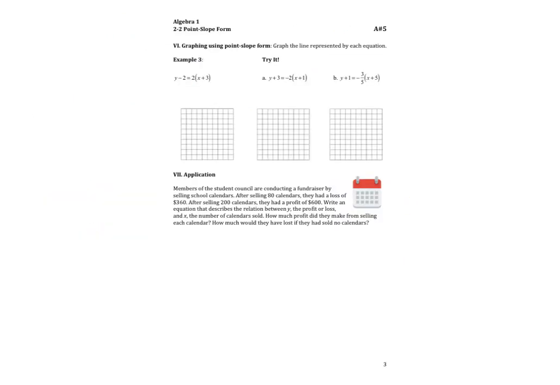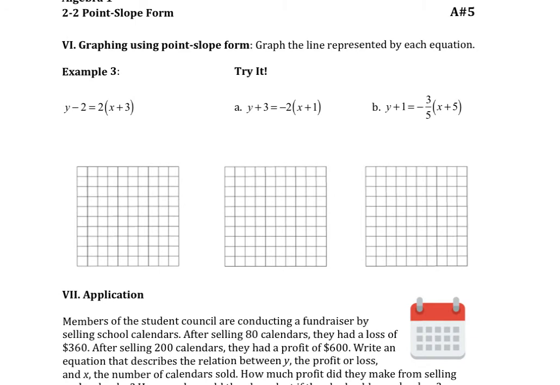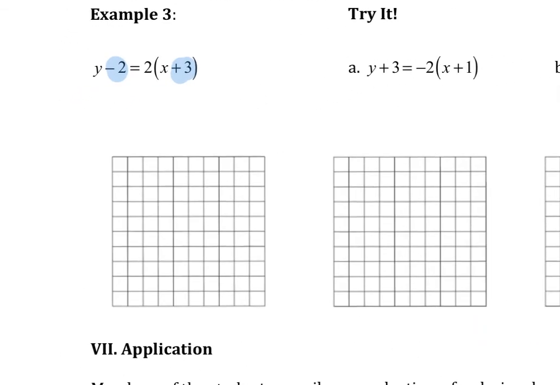So come with me. Okay, now let's go ahead and graph using point-slope form. Graph a line represented by each line. So the nice thing here is we are given two very important things. Number one, we are told where we can begin. We can begin at this point right here. So remember, it's the opposite of what we see. So the point that we see here is going to be -3, +2. So opposites there.